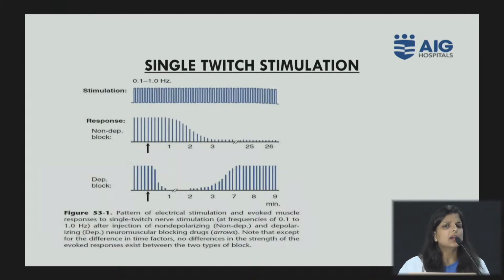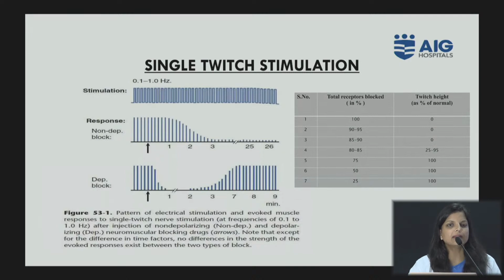Coming to single twitch, here we give a single supramaximal stimulus to the muscle and then we check for the response. Clinically, the importance is that there is no difference in the amplitude of the response in both the depolarizing drug as well as non-depolarizing drugs. Only the duration is differing, as you can see in this picture. And clinically, when 100% of receptors are blocked, the twitch height is 0, whereas when there is 75% receptor block, that means only 25% receptors have recovered, the twitch response is almost 100%. So for a muscle to start functioning, 25% receptors are also enough.